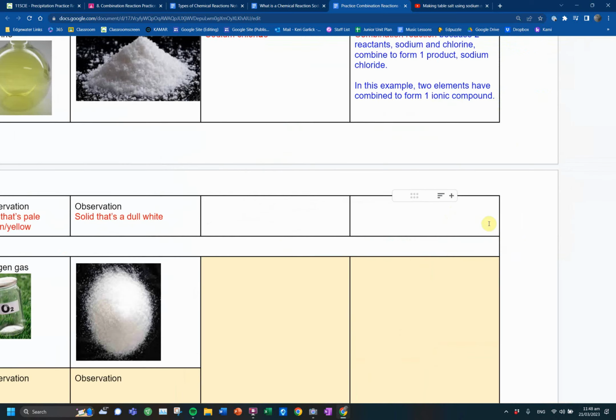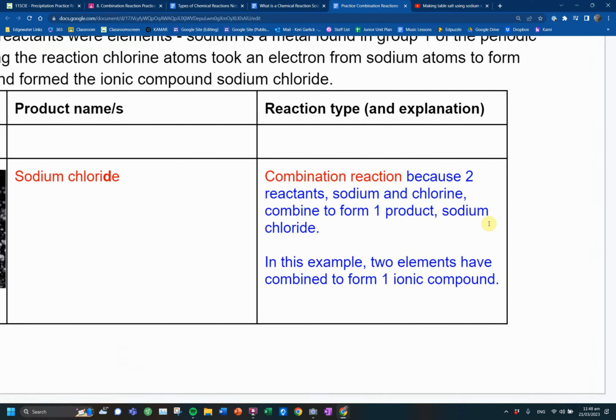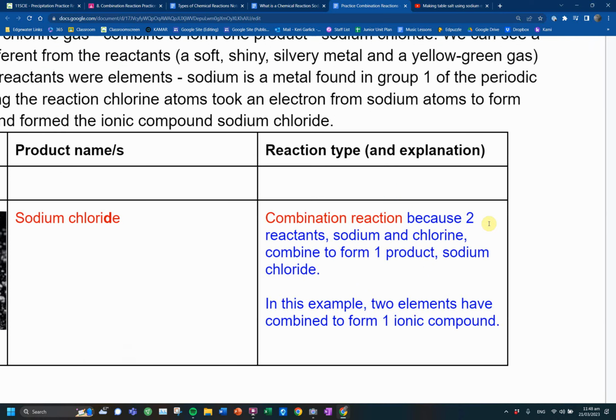That one? So with the explanation, you're just explaining to me what a combination reaction is. And I think in all these reactions that we've given you, they're all 2 elements forming 1 ionic compound, so that makes your life easier. Cool.